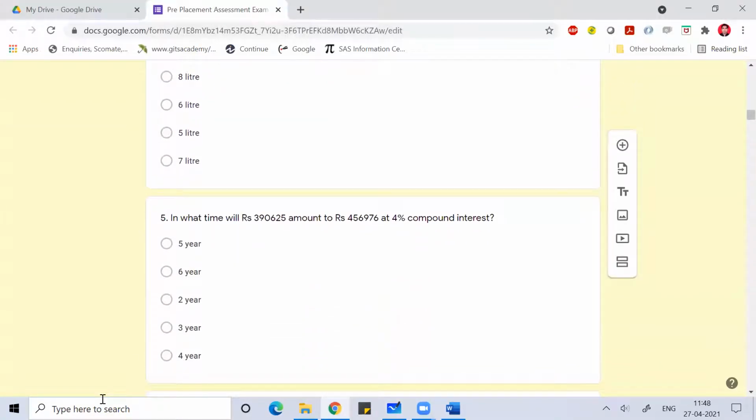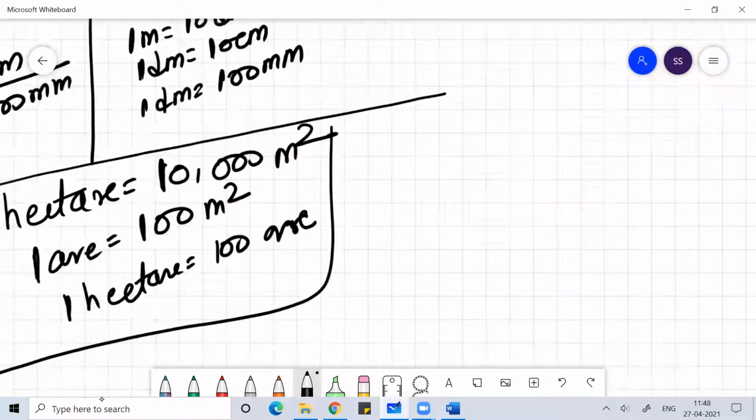Question number 5. This is the problem of simple interest, compound interest. As students of MCOM, MBA, we should never forget the concept of simple interest and compound interest. In case of compound interest, you get interest on interest, where it follows the time value of money. So in what time will 390625 become 456976 at 4% compound interest? Again, a very simple question.